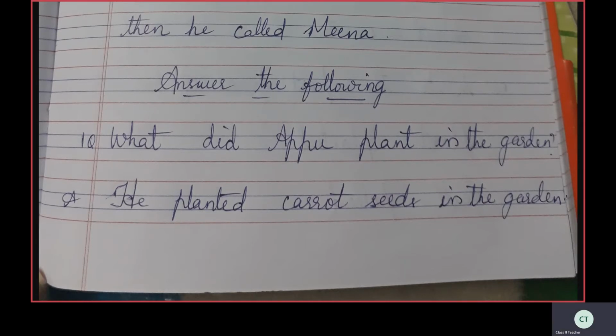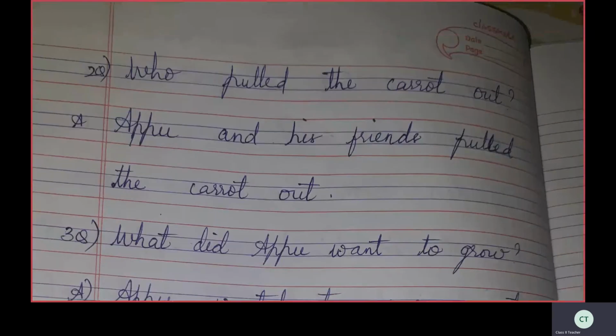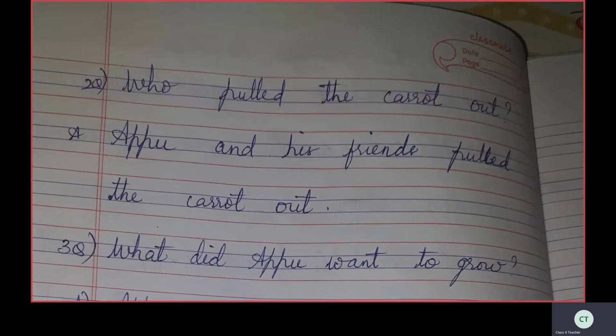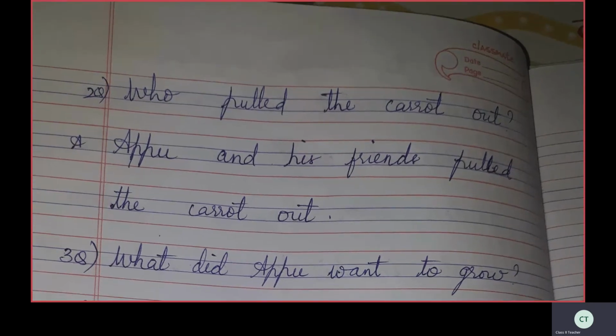See the second question here. Who pulled the carrot out? Appu and his friends pulled the carrot out.